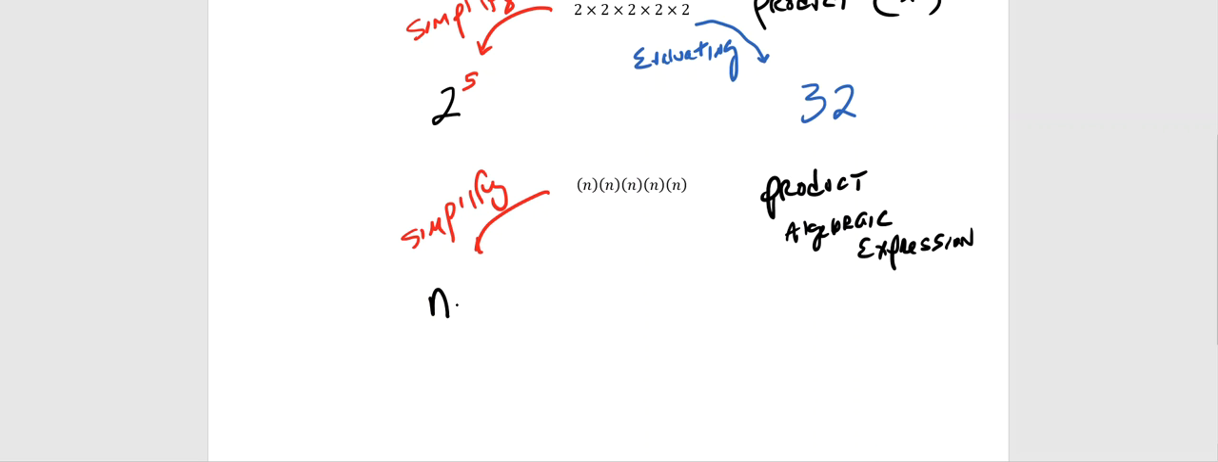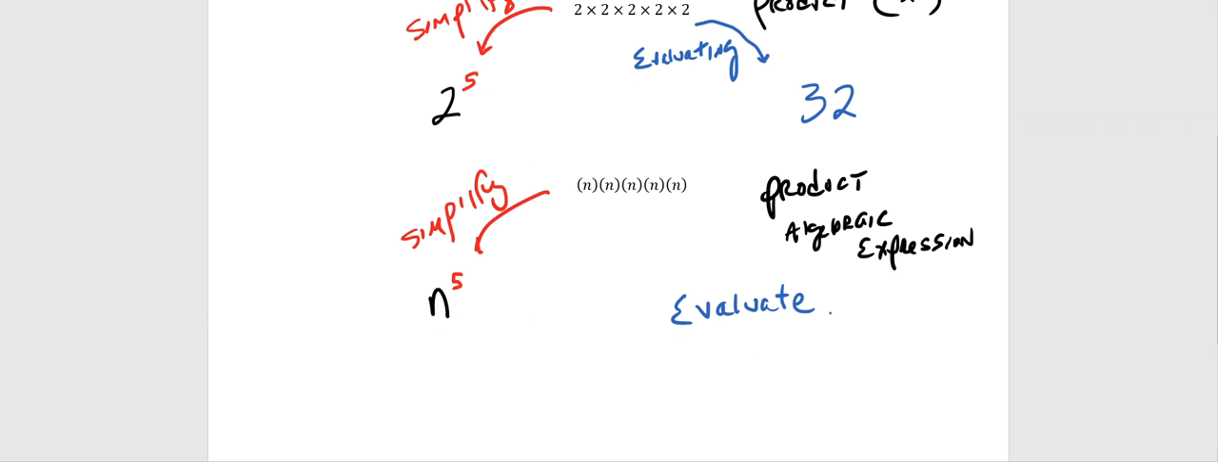What are we raising? We're raising this repeatedly multiplied n. How many times? 1, 2, 3, 4, 5. There's 5 of them. So we're raising it to the 5th power, similar to what we did with the 2 up above. But we cannot evaluate, because we don't know what n is. Once we know what n is, we can evaluate.